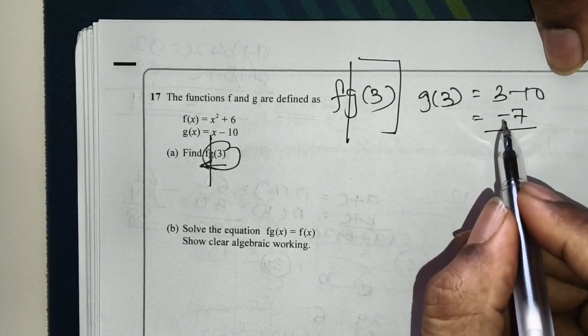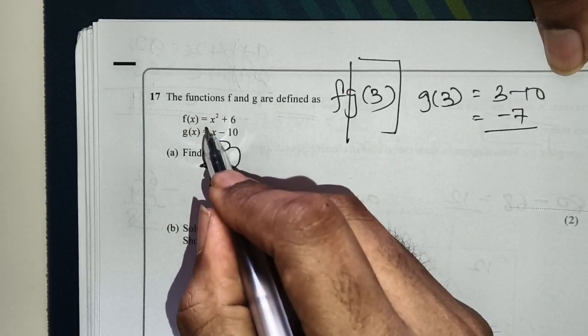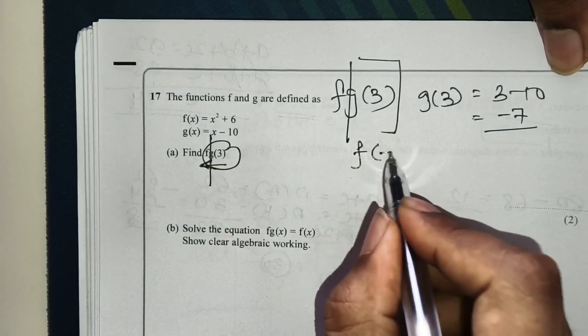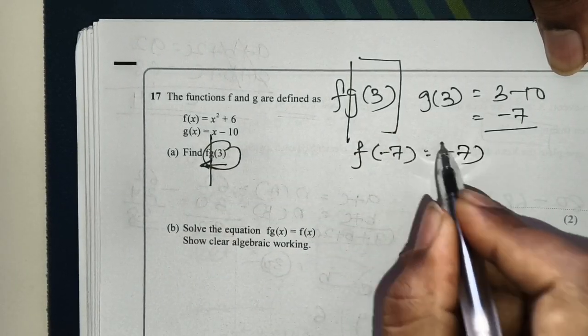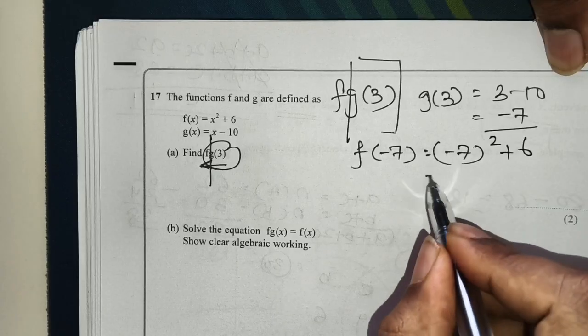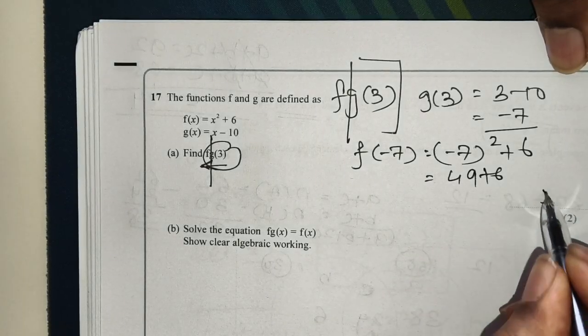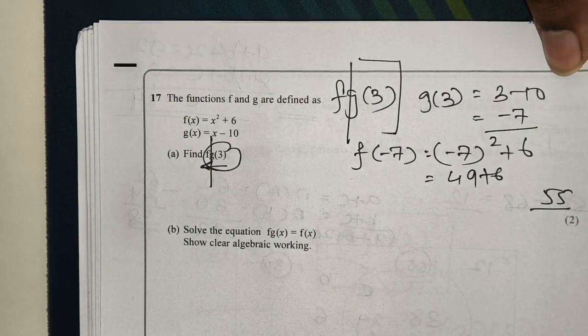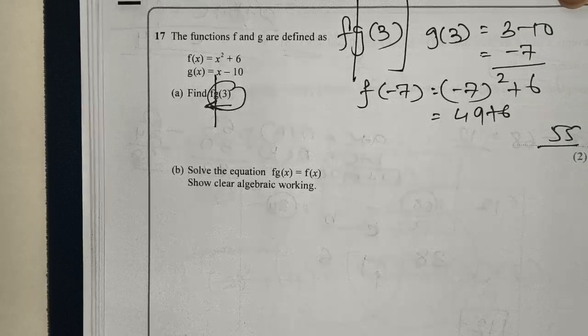Now, minus 7 should be put into f of x. So f of minus 7 is going to be minus 7 squared plus 6, which is 49 plus 6, which is 55. That is the answer. Let's go to the next one.